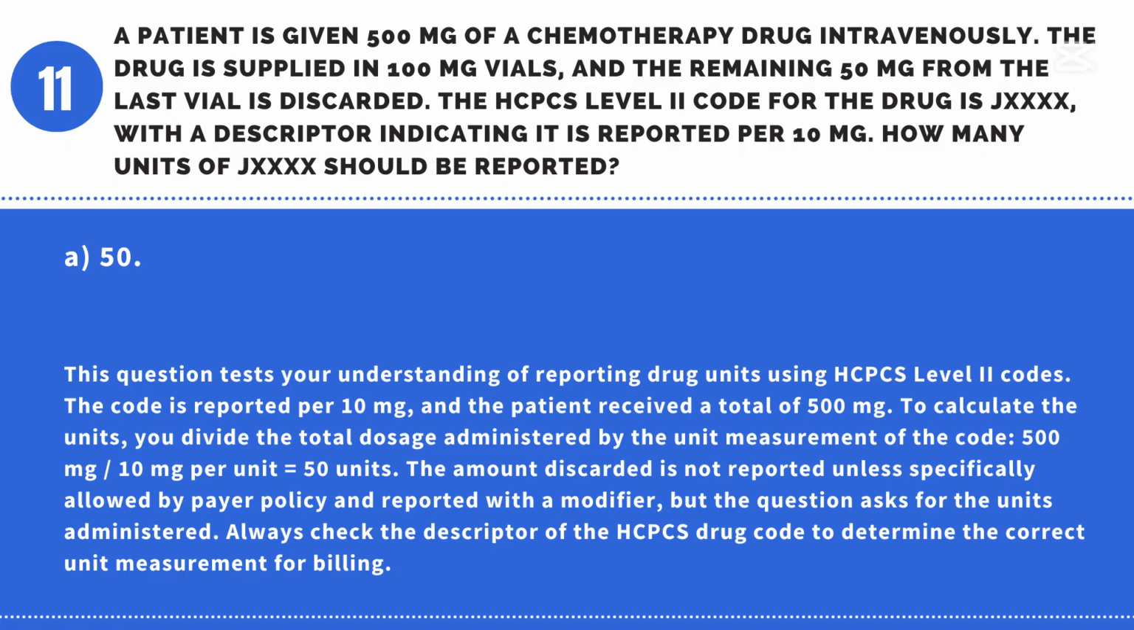Answer: A. 50. This question tests your understanding of reporting drug units using HCPCS Level 2 codes. The code is reported per 10 mg, and the patient received a total of 500 mg. To calculate the units, you divide the total dosage administered by the unit measurement of the code: 500 mg divided by 10 mg per unit equals 50 units. The amount discarded is not reported unless specifically allowed by payer policy and reported with a modifier, but the question asks for the units administered. Always check the descriptor of the HCPCS drug code to determine the correct unit measurement for billing.